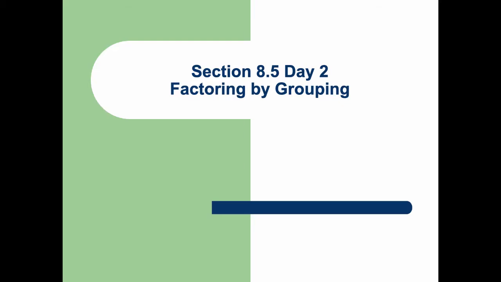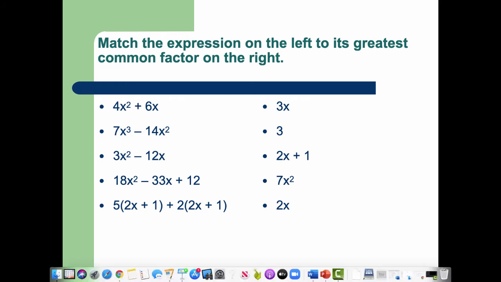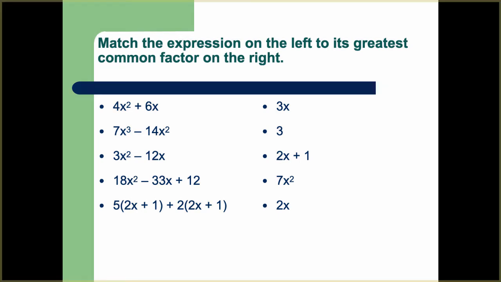Welcome to section 8.5, day 2, factoring by grouping. So here it says match the expression on the left to its greatest common factor on the right. This is just a real quick look at what we did yesterday for finding GCFs at the beginning of the lesson from yesterday. So we have 4x squared and 6x.